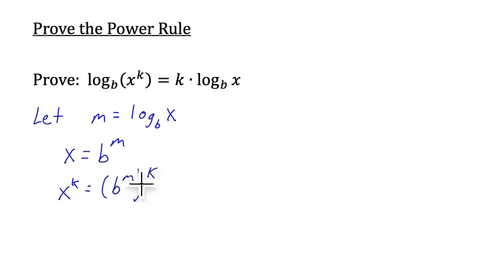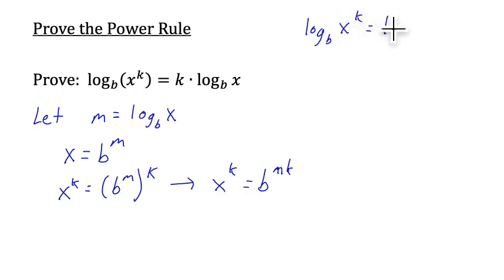And using our exponent rules, we can simplify that and get rid of these parentheses. So we have x to the k equal to b to the power of mk. And now remember, we're trying to prove this statement up here. So I'm going to reintroduce logs by taking the log base b of both sides. So I have log base b of x to the k, and that equals log base b of b to the mk.